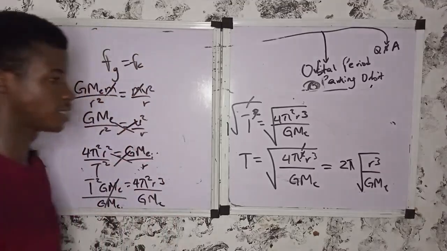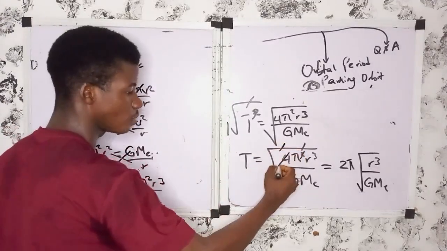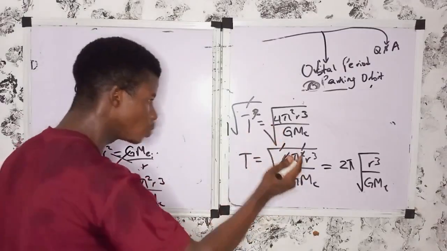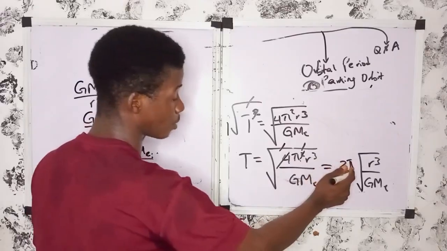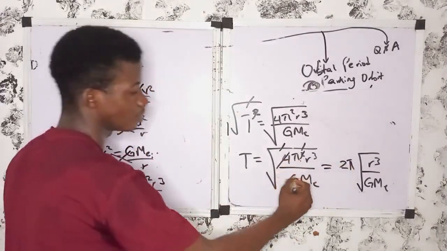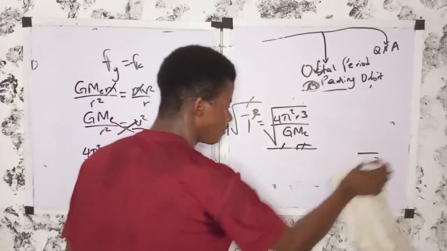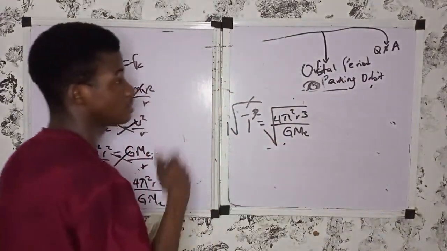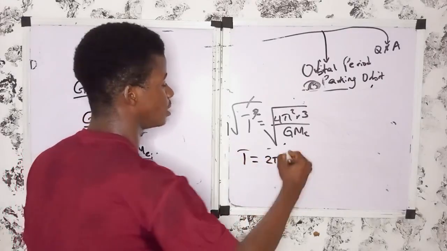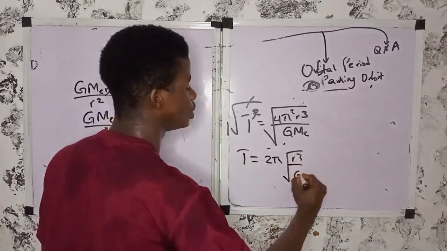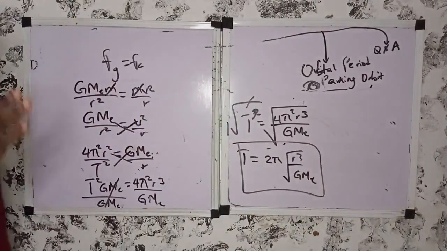Okay. So yes, because why? The square root of 4 will give us 2. Now this square will cancel the square of pi. We're left with pi. So the orbital period T will now be equal to 2π times the square root of r³ over GM. This is the formula for the orbital period.